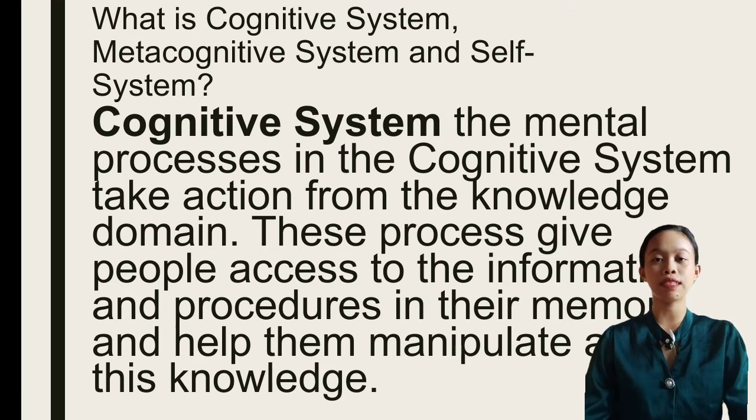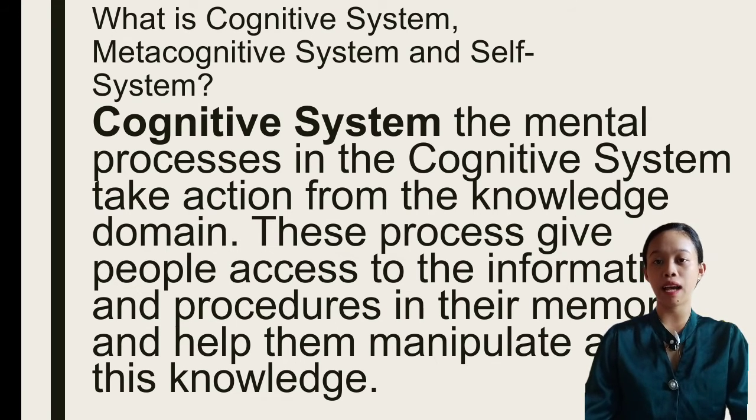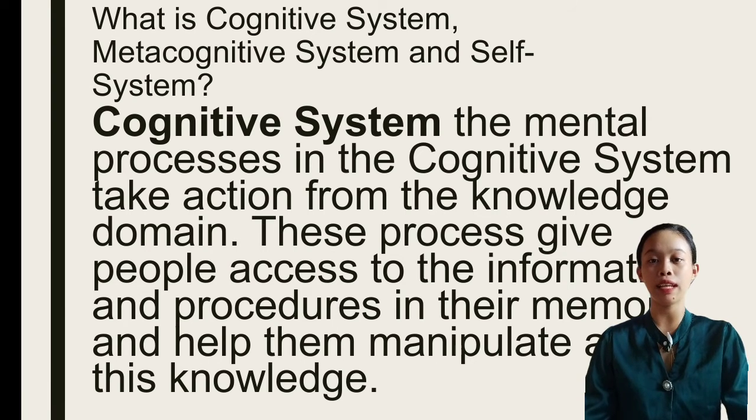First, the cognitive system. The mental processes in the cognitive system take action from the knowledge domain. This process gives people access to the information and procedures in their memory and helps them manipulate and use this knowledge. So cognitive systems are oriented toward human skills and capabilities. They can perceive and understand things through conclusions and learn.